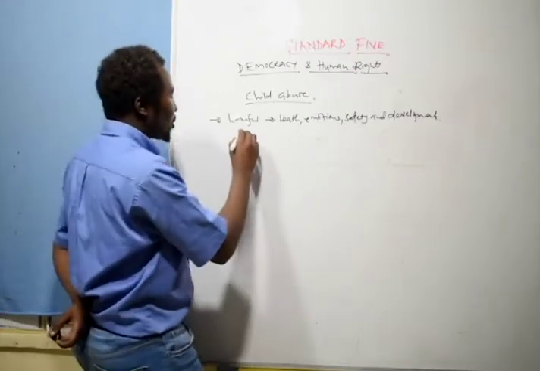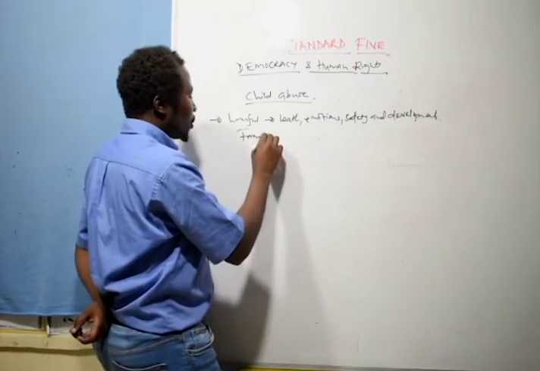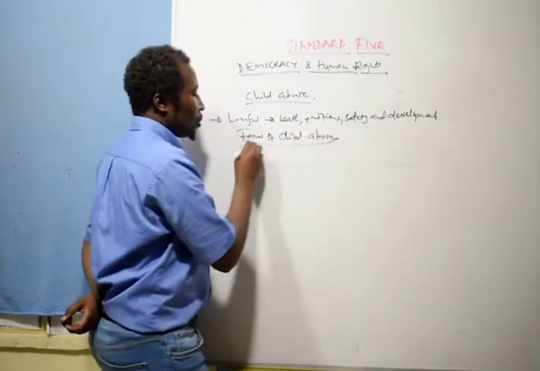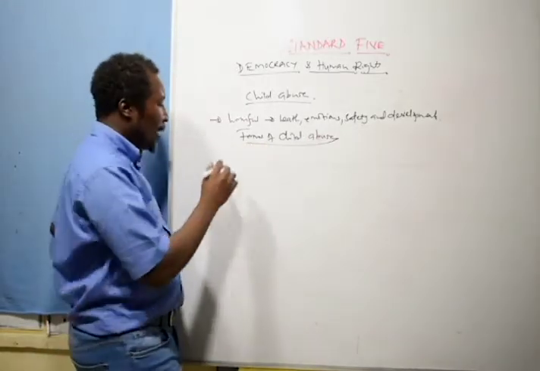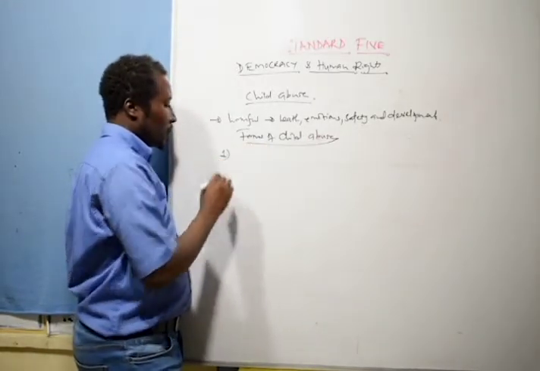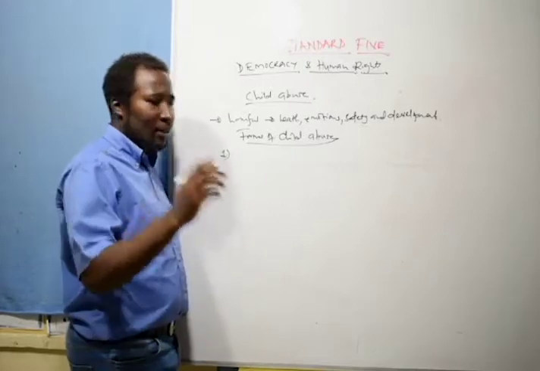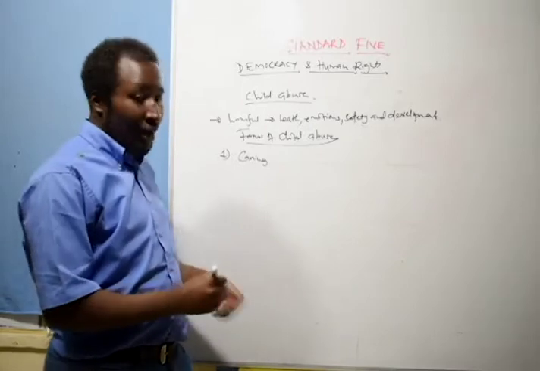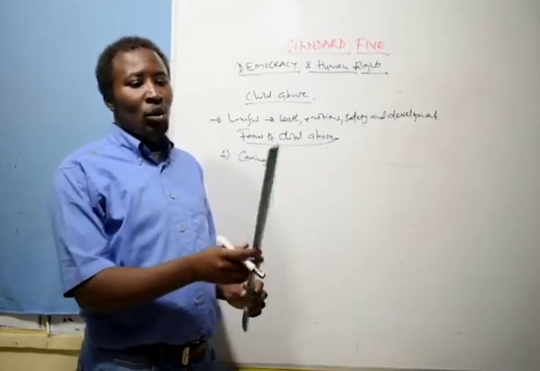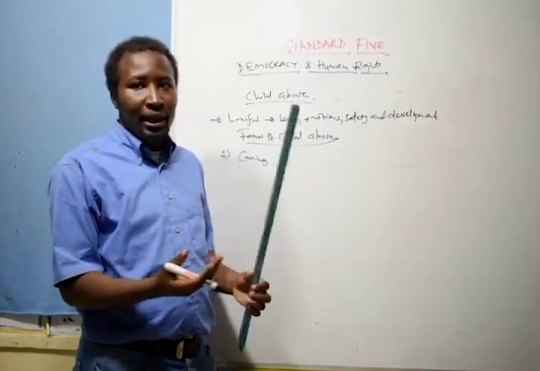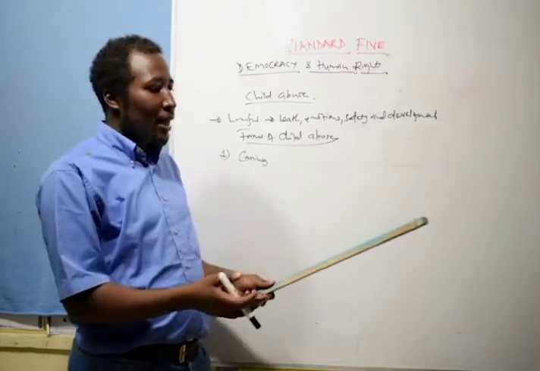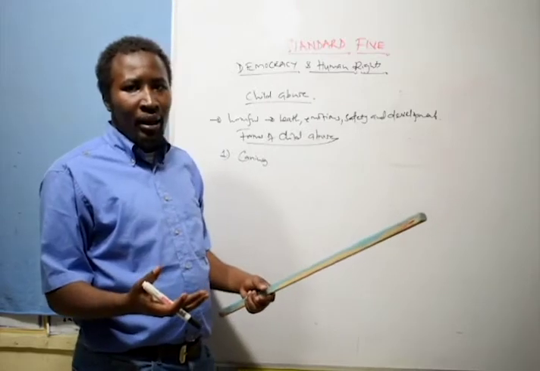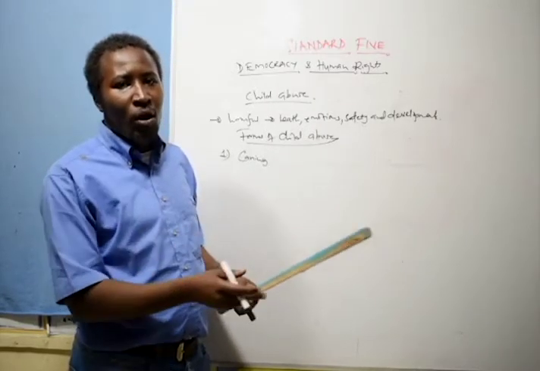Now, there are various forms of child abuse. Number one form of child abuse is what we call the caning. For example, here I have a cane. This is what we call a cane. Now, when you take this cane and you excessively beat a child, that is one form of abuse.